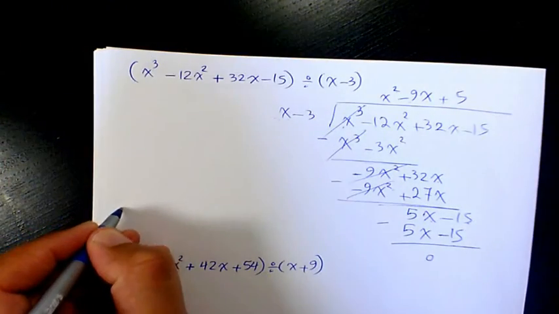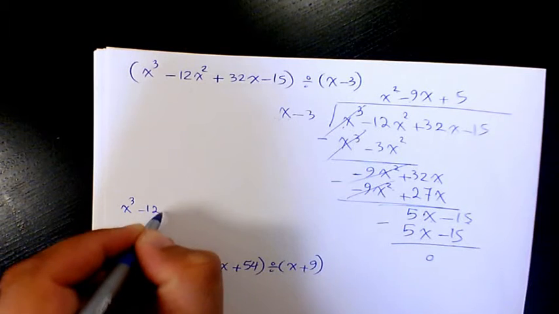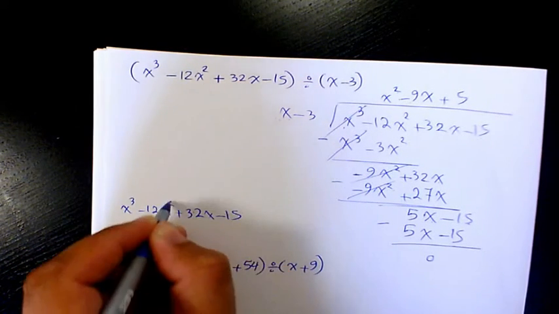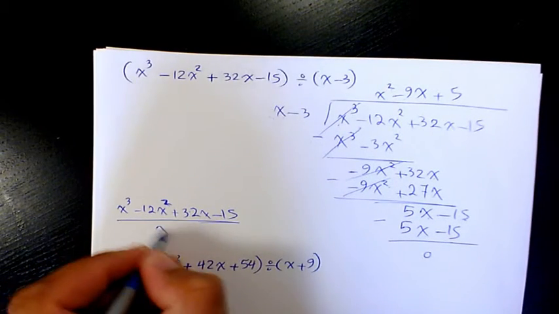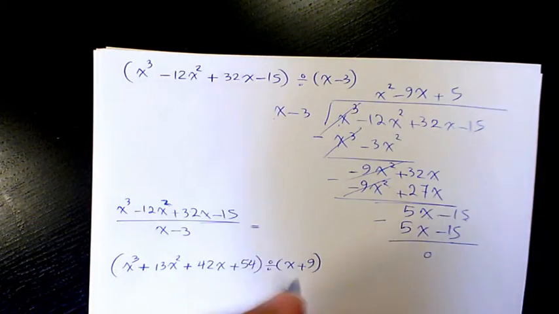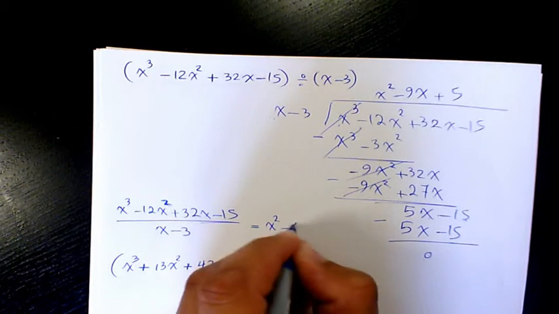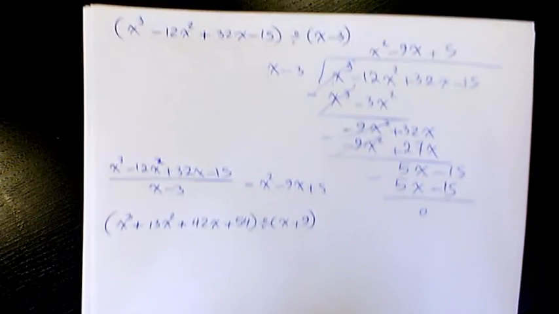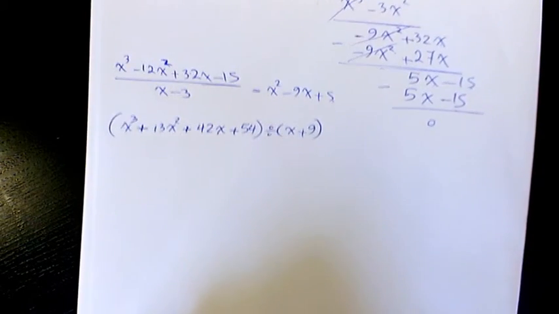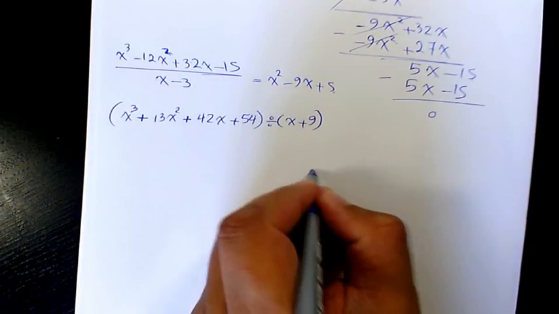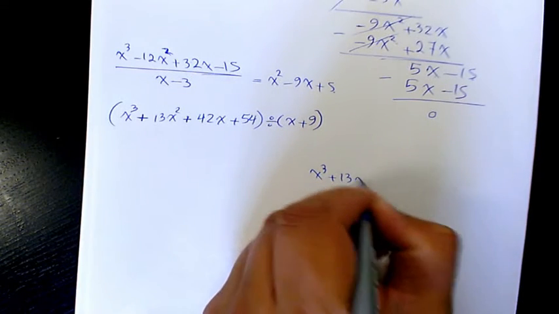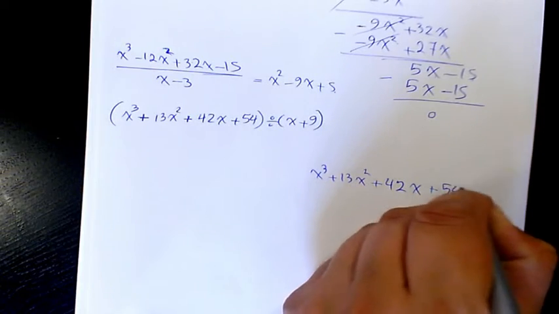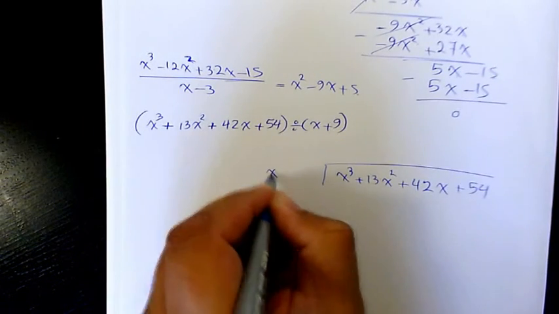So we're going to say x cubed minus 12x squared plus 32x minus 15 divided by x minus 3, that's going to be x squared minus 9x plus 5. There is no remainder. Next example. x cubed plus 13x squared plus 42x plus 54 divided by x plus 9.